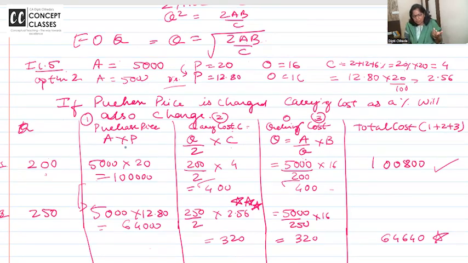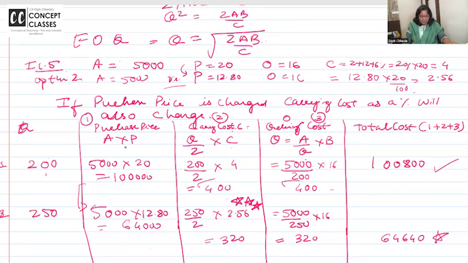Ma'am, what is this formula? Carrying: any time 200 units you are carrying, divided by 2. Average stock is always divided by 2. And carrying cost per unit is 4. Ordering cost is A by Q. A by Q is number of orders. They are asked for 1 mark. 5,000 units you want to buy and 200 you are buying. If you divide, you will get number of orders into B. So A by Q into B is your ordering cost. Q by 2 into C is your carrying cost, and purchase.